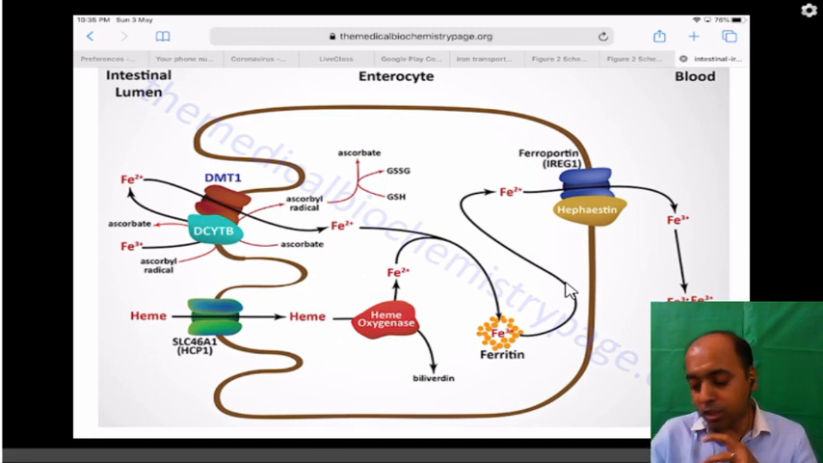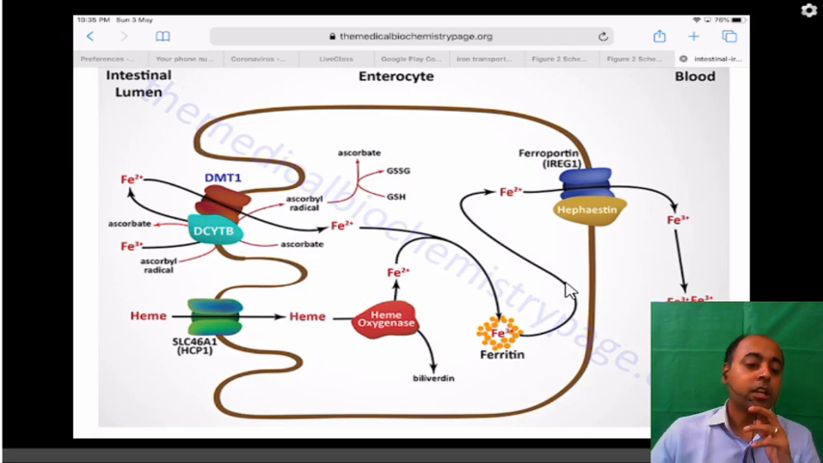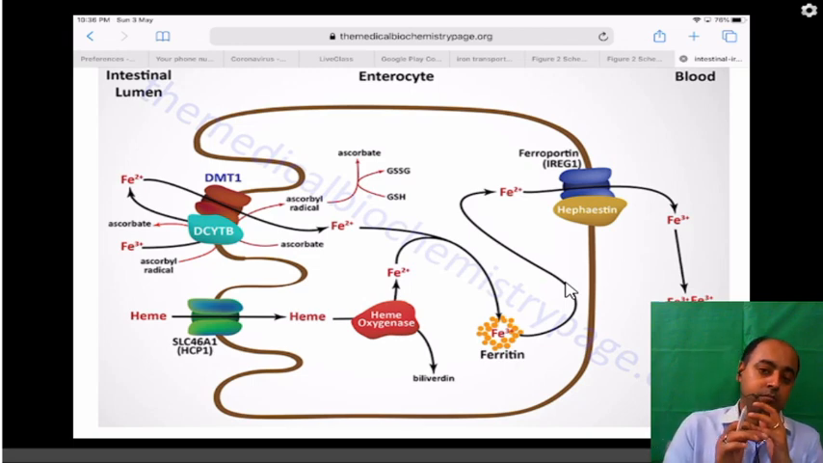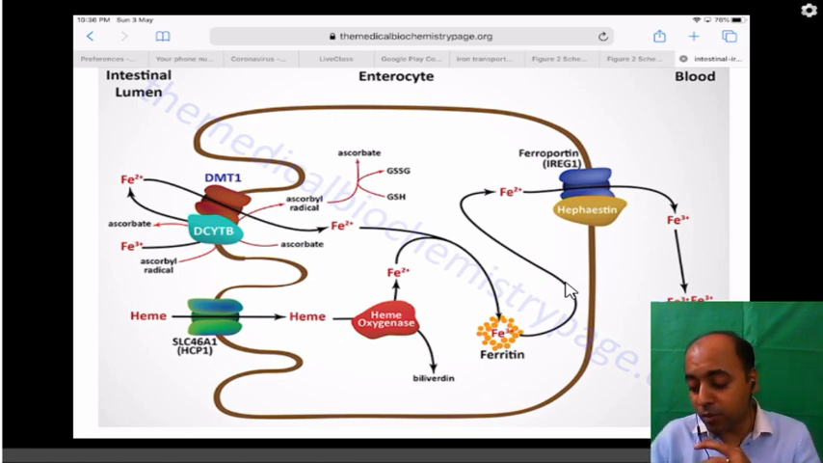Okay, what about the non-heme iron? The non-heme iron has to be absorbed in the ferrous form. As you can see, we have mentioned the ferrous form. In the top we have the ferrous form. The pen is not working.